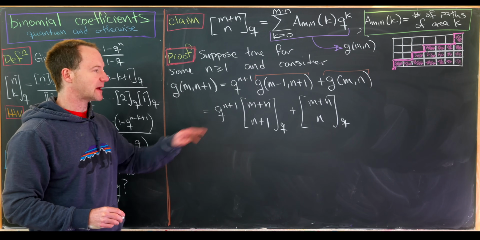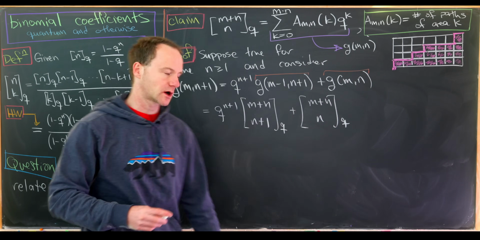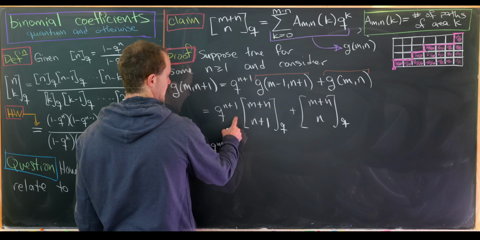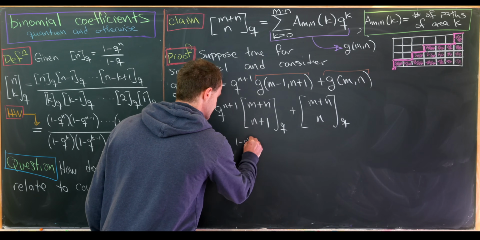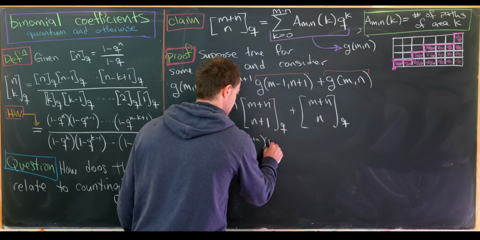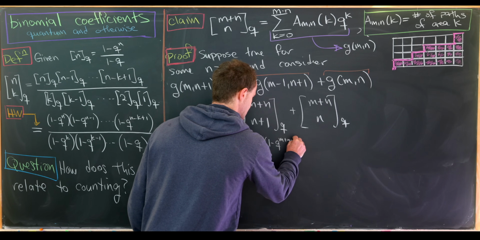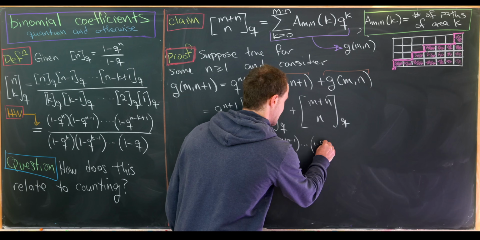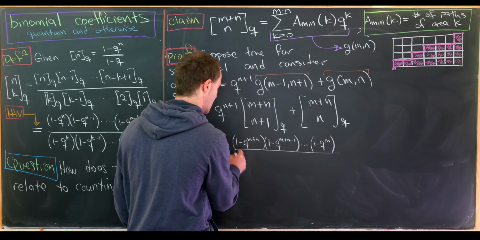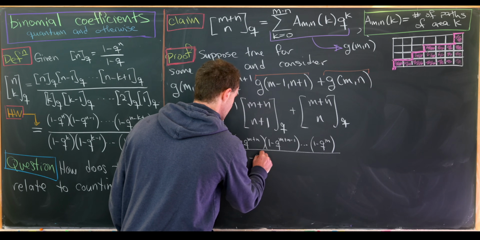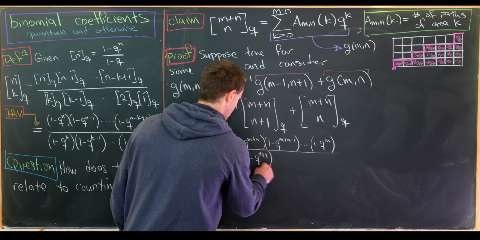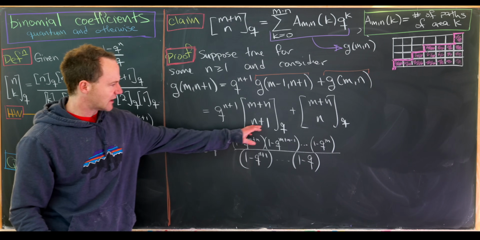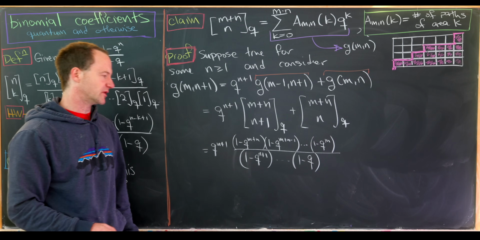Great. And now we'll expand each of these out using this homework. And so what will that leave us with? We'll have q to the n plus 1, and then this one will be 1 minus q to the m plus n times 1 minus q to the m plus n minus 1, all the way down to 1 minus q to the m, and then this is all occurring over 1 minus q to the n plus 1, all the way down to 1 minus q. Great. So that would be the expansion of this first q binomial coefficient.